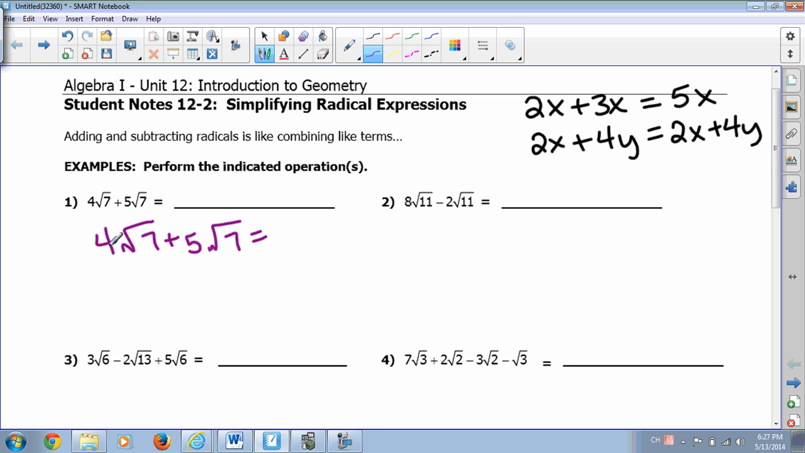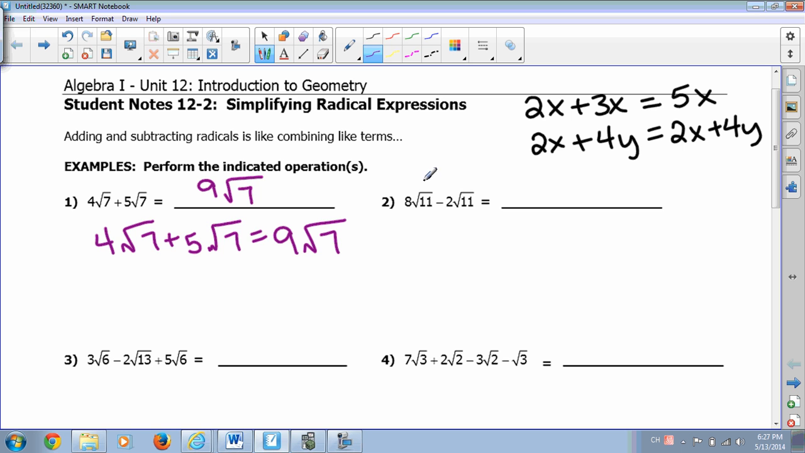So you would add 4 plus 5, because those are the numbers on the outside of your radicals, which is 9. And you would leave the square root of 7 alone. Just like when you're combining like terms, 2x plus 3x, you add the 2 and the 3 together, but you leave the x alone, 5x. So this would be 9 square root of 7.